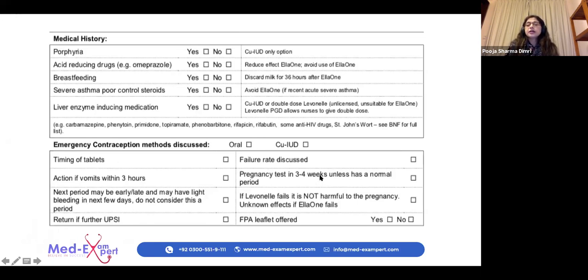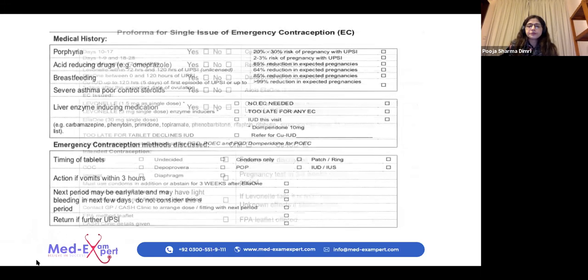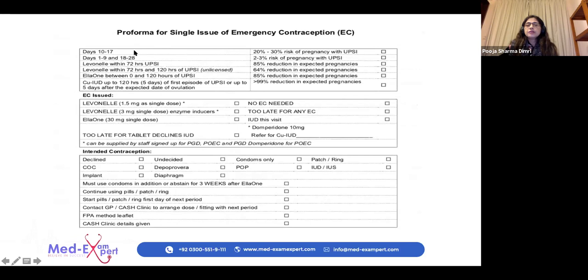Discuss the failure rate. Pregnancy test in 3 to 4 weeks, unless there is a normal period. If the Levonel fails, it is not harmful to the pregnancy. If the LR1 fails, the effects are unknown, and you give the patient an information leaflet. That's important as well. And if you see, it's very nicely given.